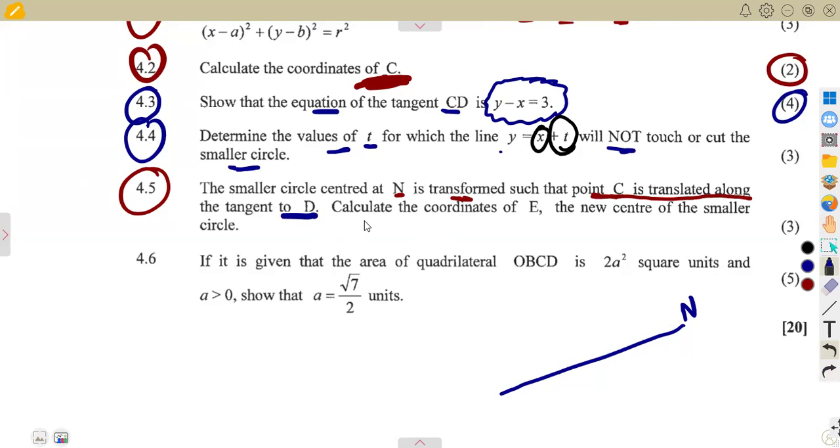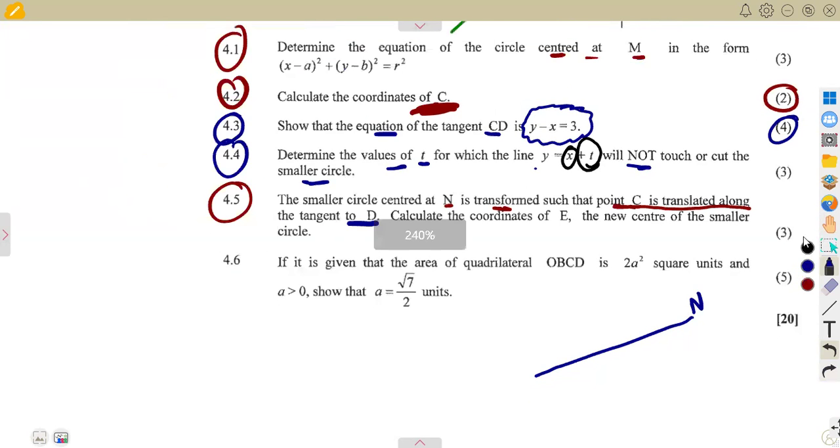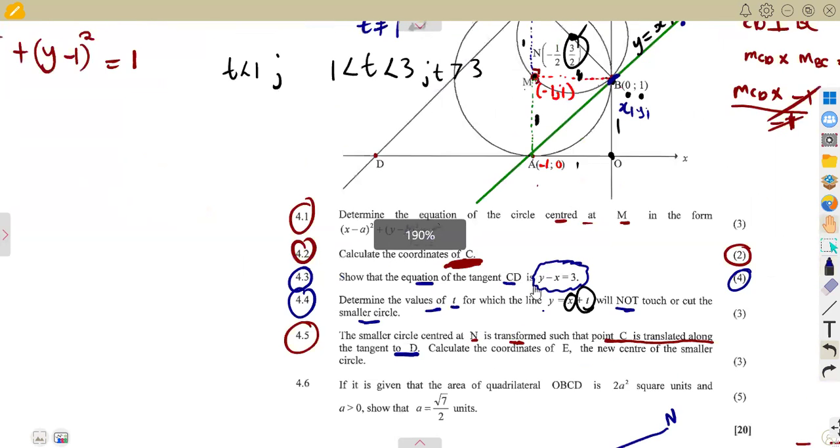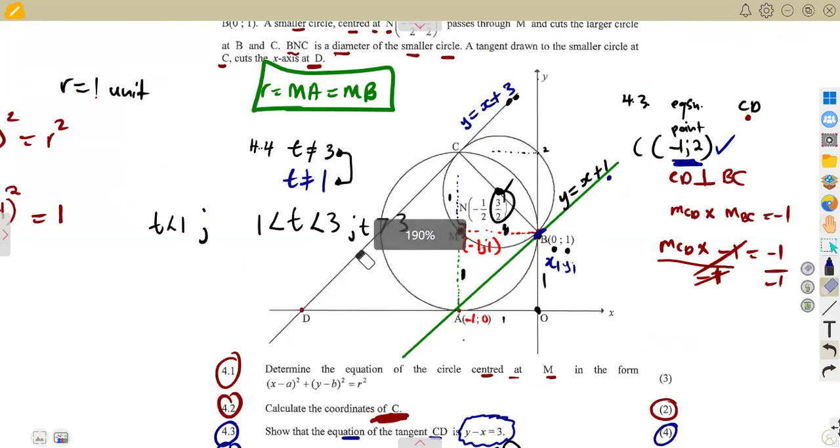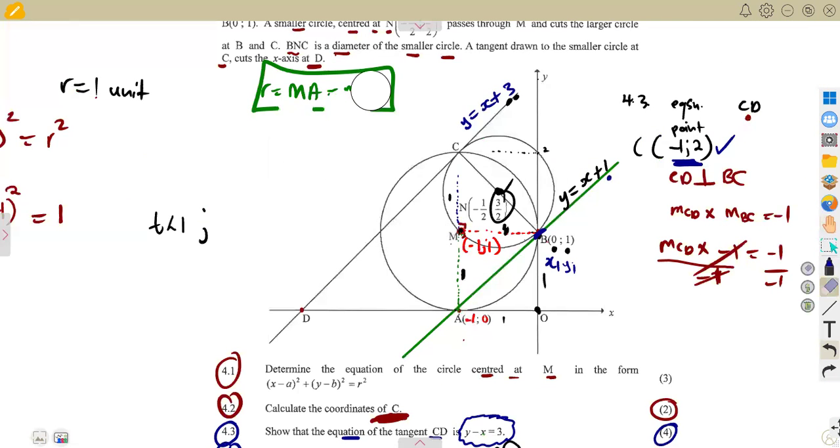such that this smaller circle that we have, which is centered at N, has a point on it. Okay, let's look at the diagram. There's a point C there. Okay, this is our circle here. You understand me, guys? You understand here.